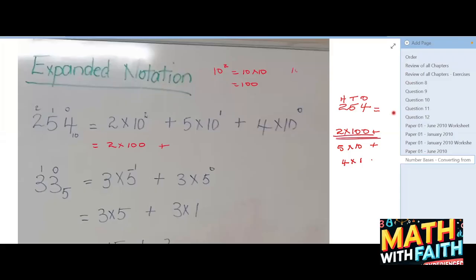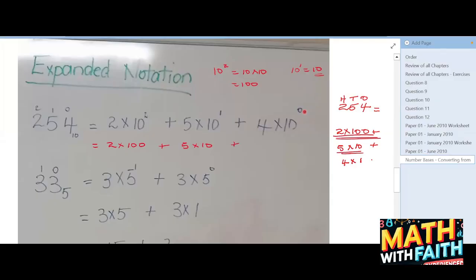Now, what is 10 to the power 1? You're just multiplying 10 one time. So 10 to the power 1 is just 10. So that is 5 by 10. Just like here, 5 by 10.